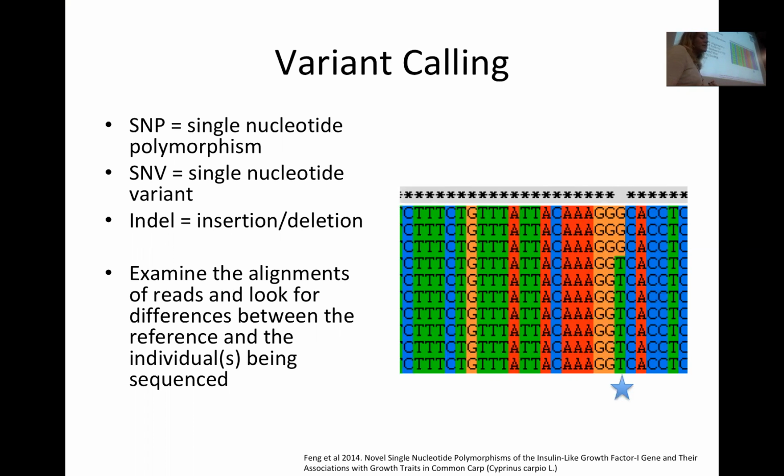But usually with short reads, you're constrained to detecting relatively short insertions and deletions, at least within the scope of a single read. There's a whole different suite of software you can use to find really big insertions and deletions. But the basic strategy here is to examine your read alignments and look for differences between the reference and the individual being sequenced. So this depends a lot on what the reference is and how different it is from the individual or individuals you're interested in.